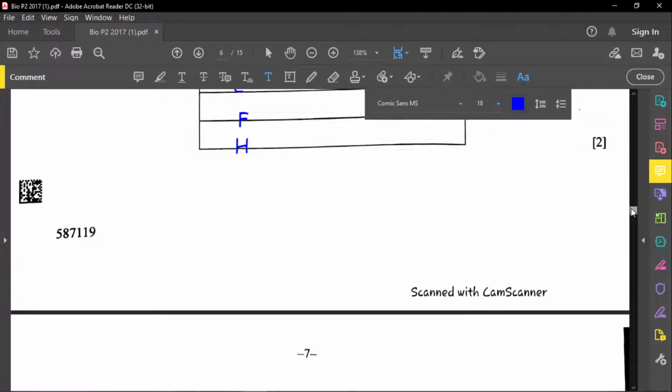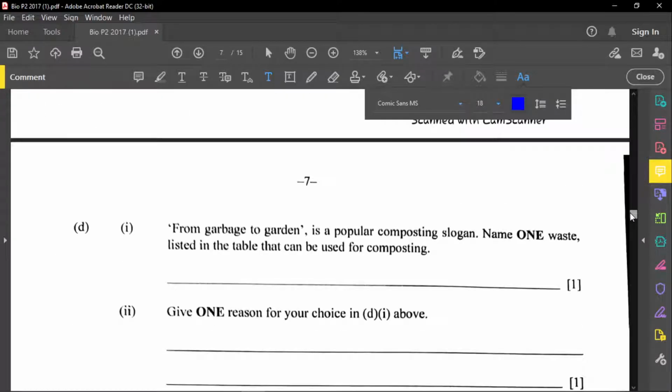All right, so the next question now reads that from garbage to garden is a popular composting slogan. Name one waste listed in the table that can be used for composting. Composting is when you decay organic materials and allow them to form rich soil called humus, and that can be used to add nutrients back to your soil. So let's list some things based on what is present in the chart that can be used for composting.